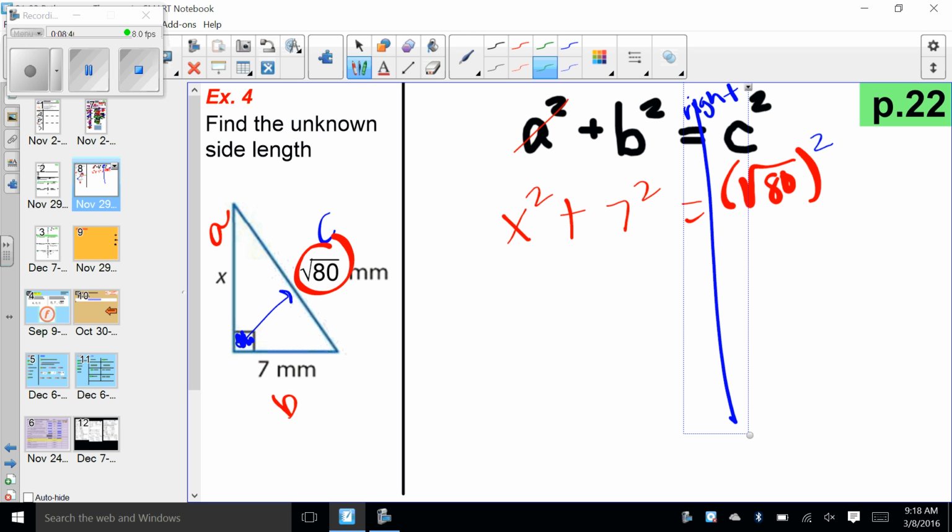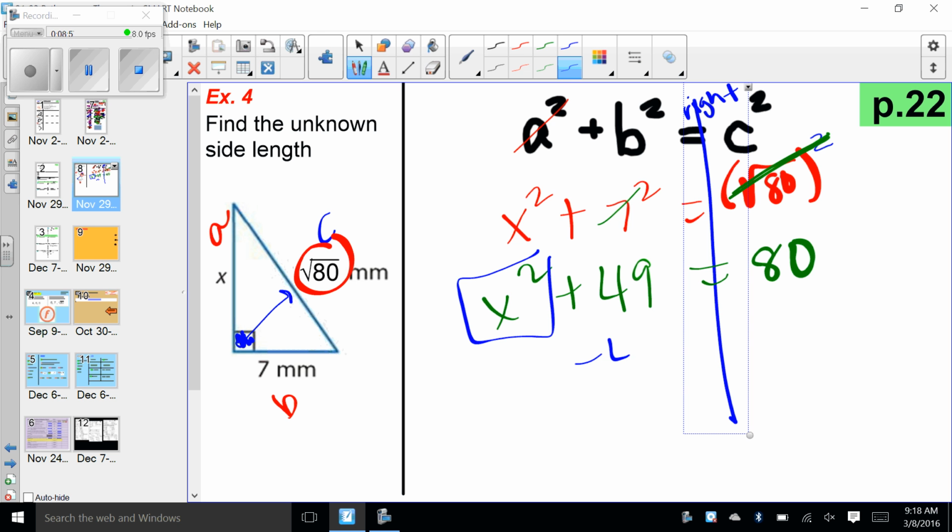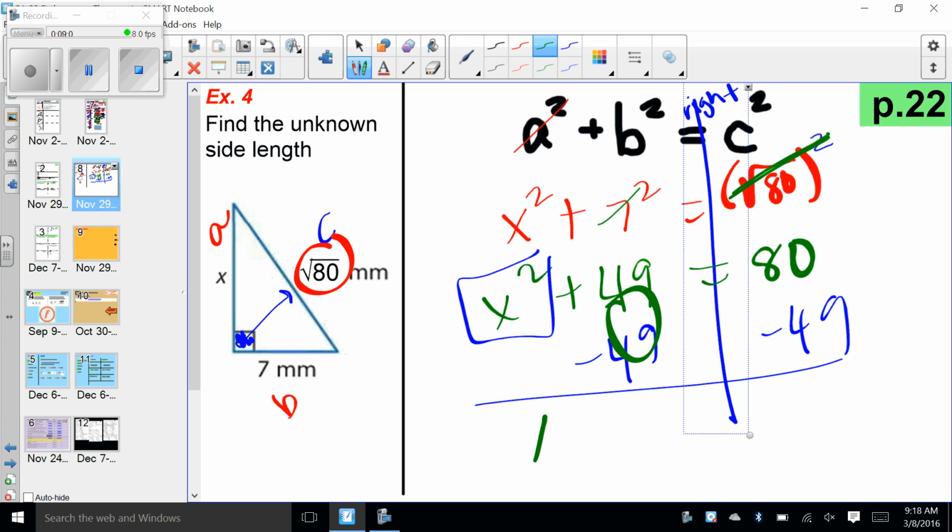Okay, this is going to be a little bit tricky because there's a square root in there, but you'll be able to handle it. So as I start to solve, we get x squared plus 49 equals the square root of 80 squared. So we have a square root and we have a square. The square and the root cancel, which gives us an 80 that drops out. Hand method kicks in, solving: we subtract 49. So we get x squared equals 80 minus 49, which is 31.